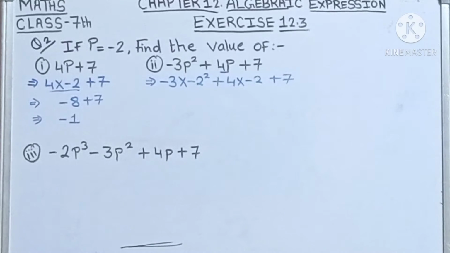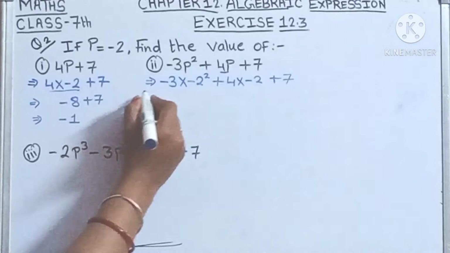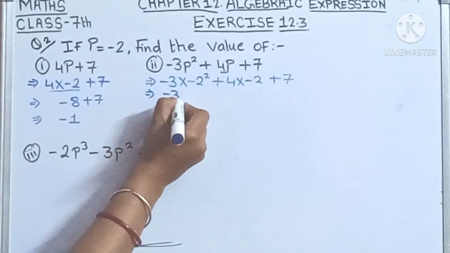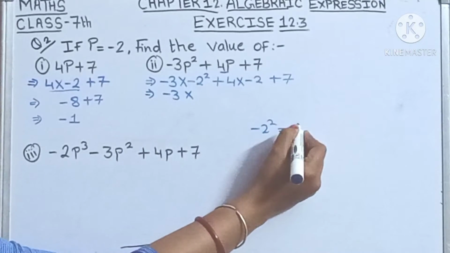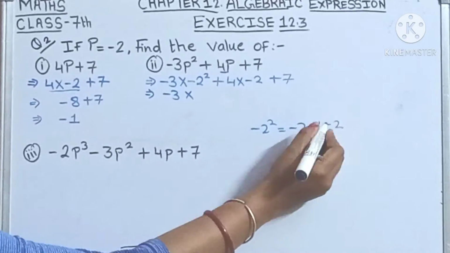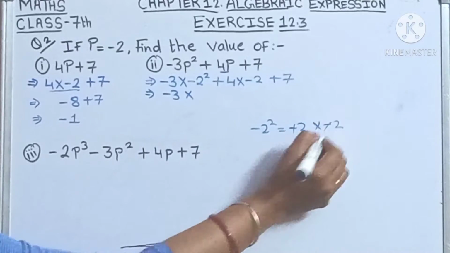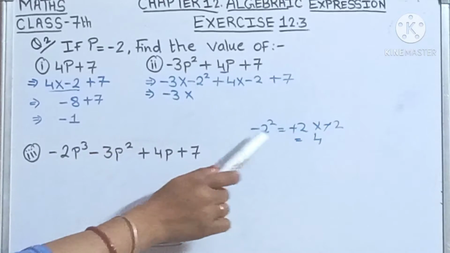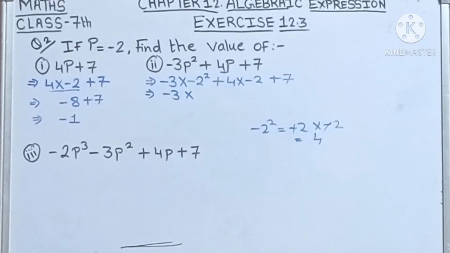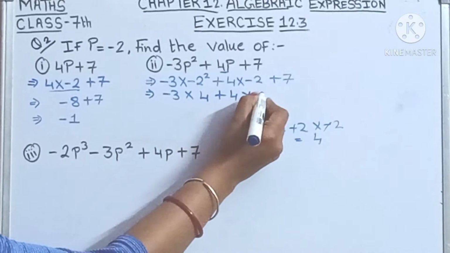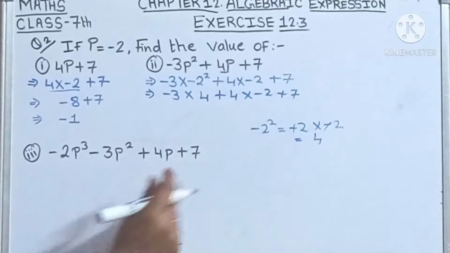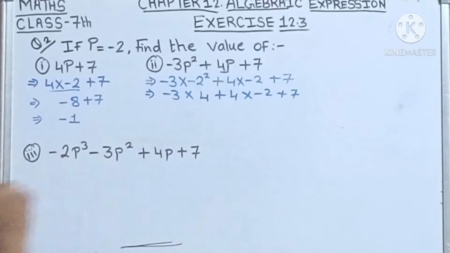Now in the next line, first we will solve the square. Minus 3 into, now minus 2 square. Minus 2 square means minus 2 times minus 2. 2 2s are 4, and minus minus cancel. It will be 4. Now plus 4 into minus 2 plus 7. In this line what we did? Only we have solved the square. Now in the next line we will multiply.